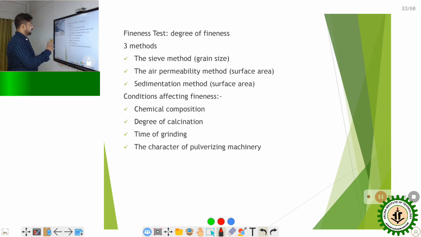Now the laboratory test. In the laboratory tests, the first test is the fineness test. The fineness test has three methods: the sieve method, the air permeability method, and the sedimentation method. Conditions affecting fineness are chemical composition, degree of calcination, time of grinding, and the character of the pulverizing machinery.